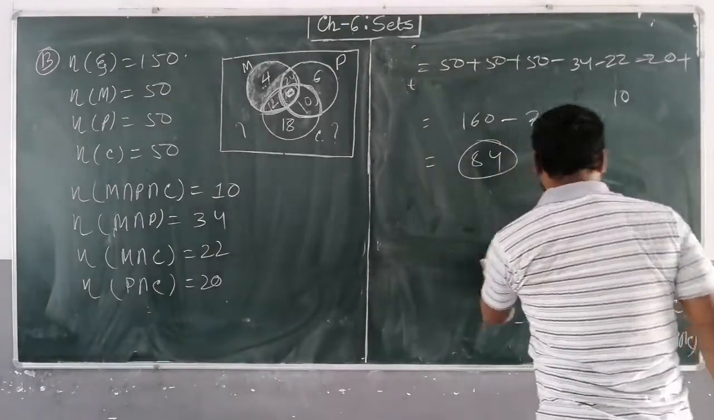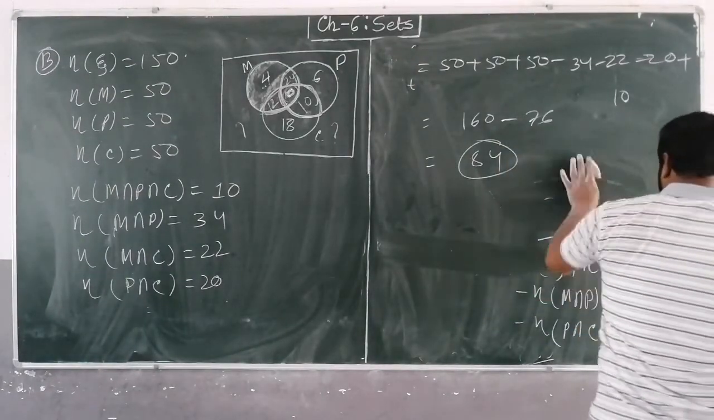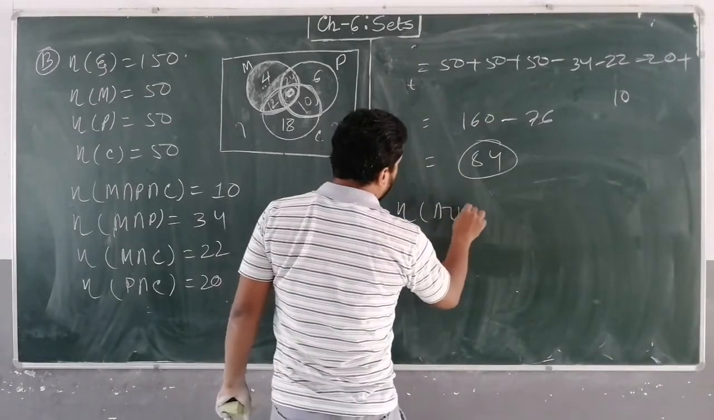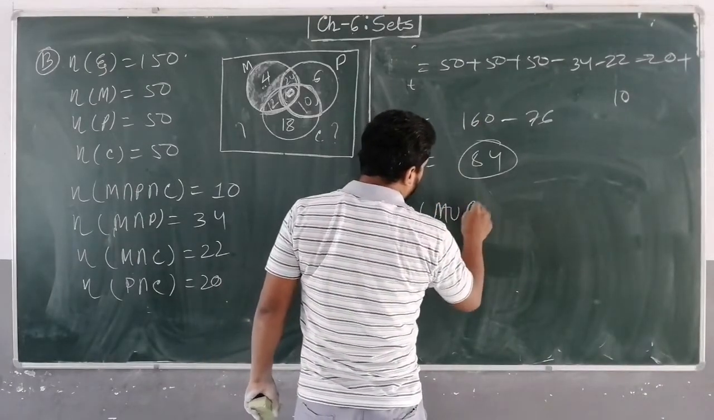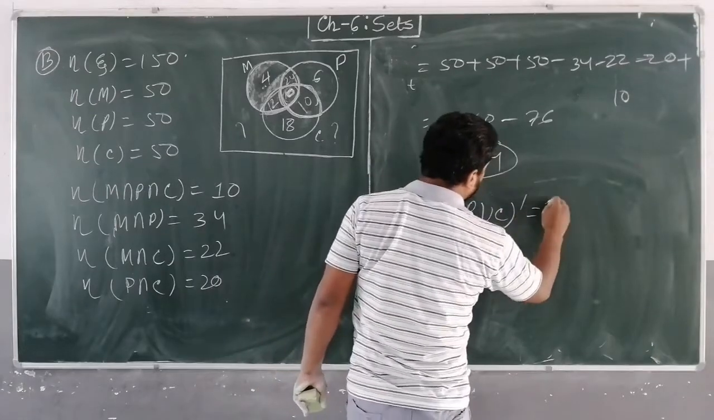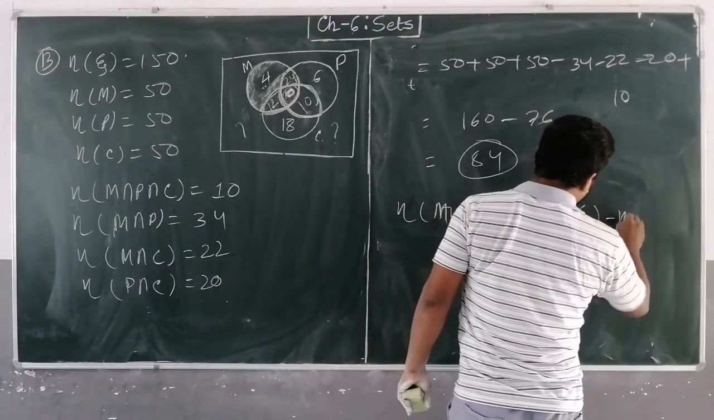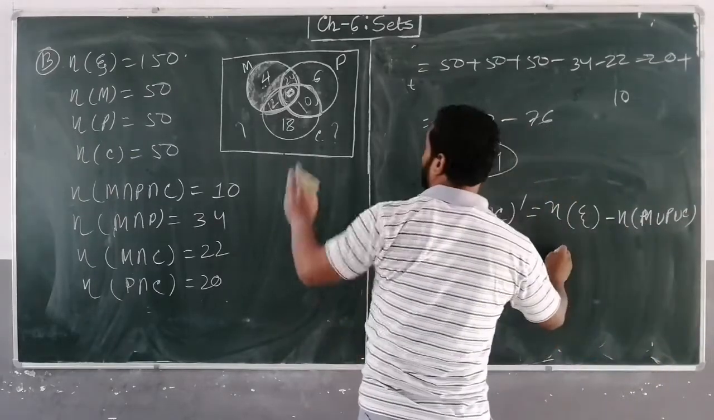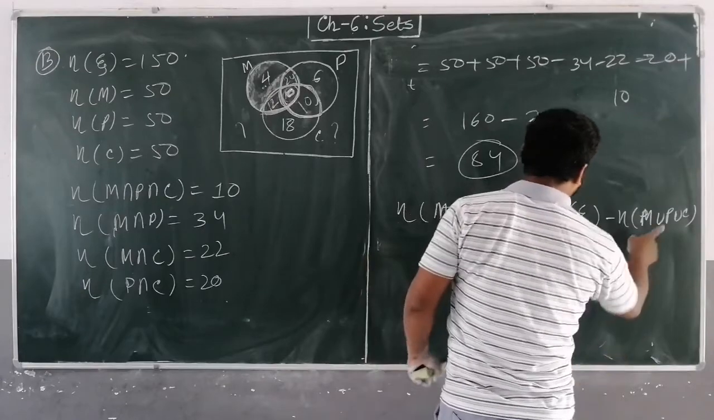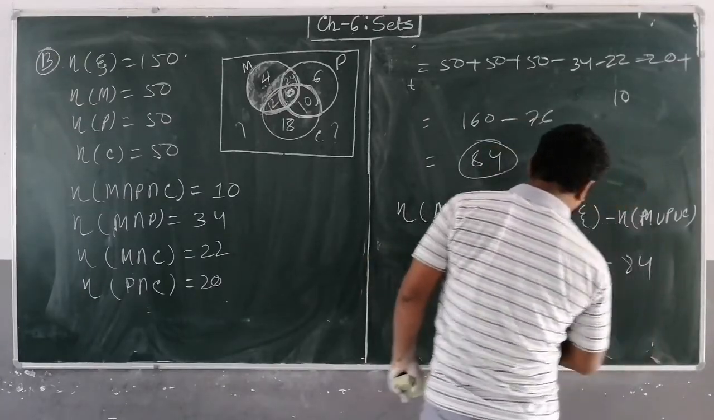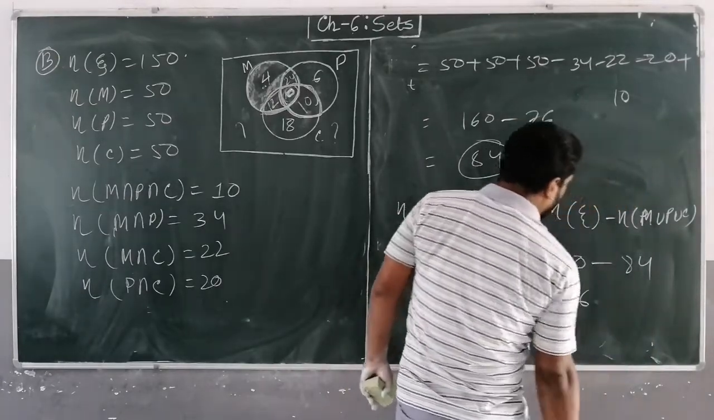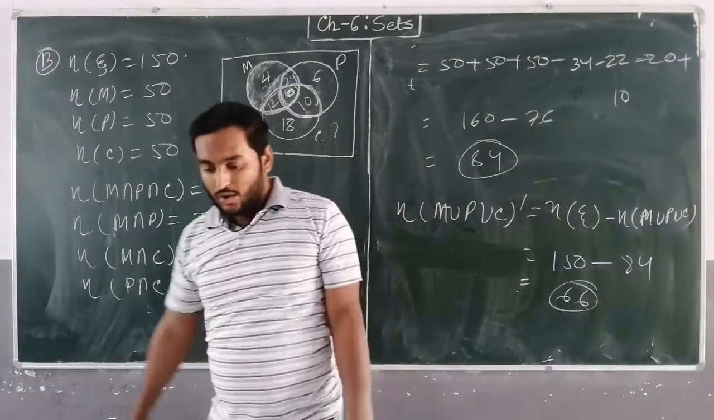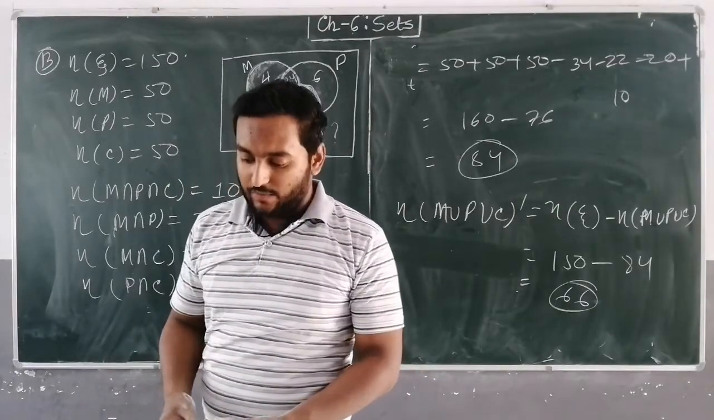Okay. Now we have to find the cardinality of the complement. So n of M union P union C complement is equal to n of xi minus n of M union P union C. So xi is how much? 150, minus this one we have calculated, 84. So that is equal to 66. 66 students are there who studied none of these 3 subjects.